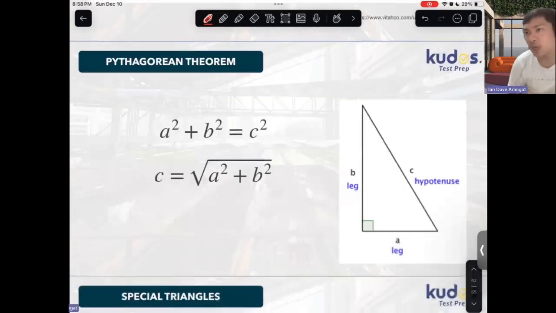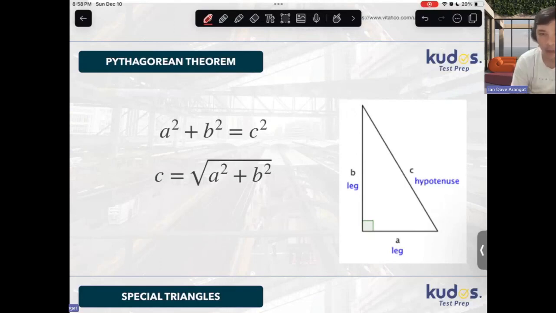Again, as just discussed a few minutes ago, please do not forget the Pythagorean theorem, which is a squared plus b squared is equal to c squared, or that c is equal to the square root of a squared plus b squared.